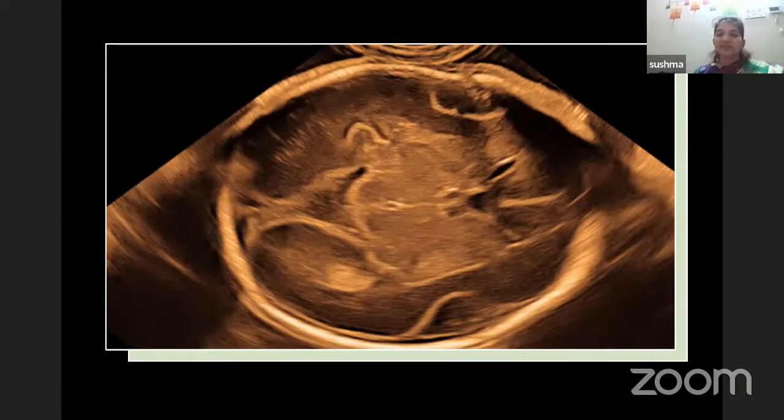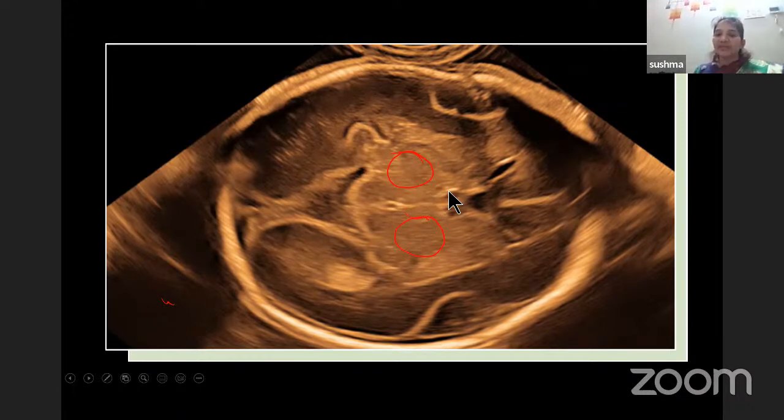First slide that I have kept here is transthalamic plane. These two areas here are thalami. So these two are thalami, and here the slit-like section that we see in between the thalamus is third ventricle. So the plane passing through thalamus and third ventricle is transthalamic plane.